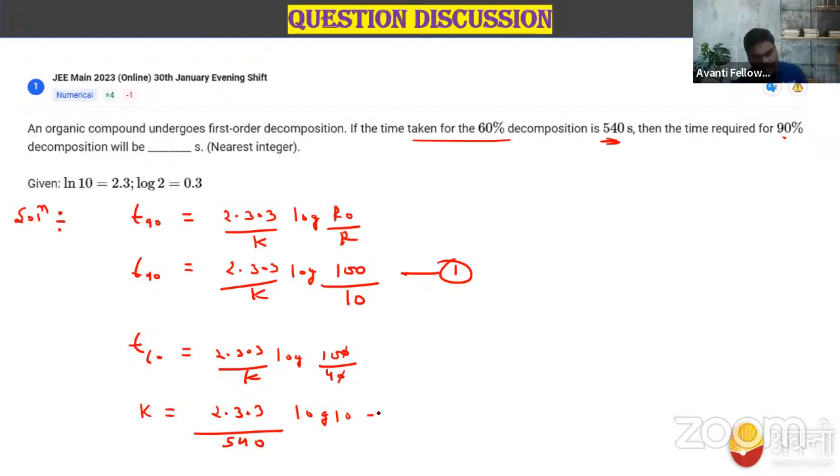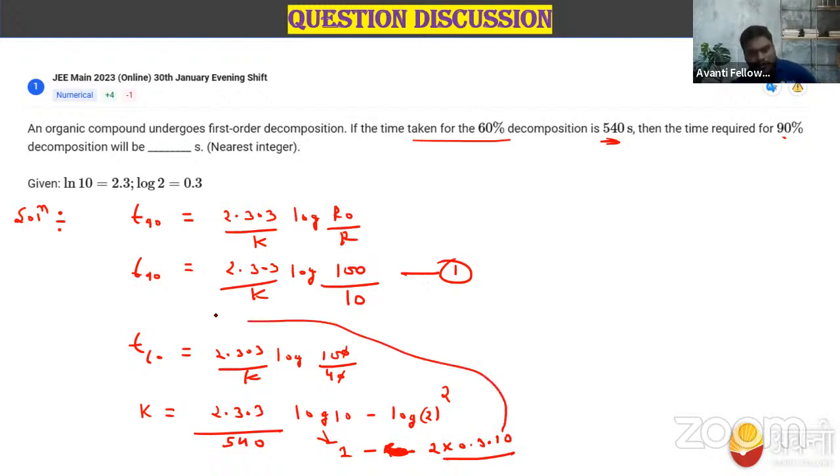So we can say log 10 minus log 4. Log 4 we can write as log 2 raised to the power 2. This is how you write it, so we can calculate K very easily from here. Log 10, we know the value is 1, and log 2 is 0.3010, so 2 into 0.3010. This is how you get the value of K. As soon as you get K, just put the value of K here and you get T90.